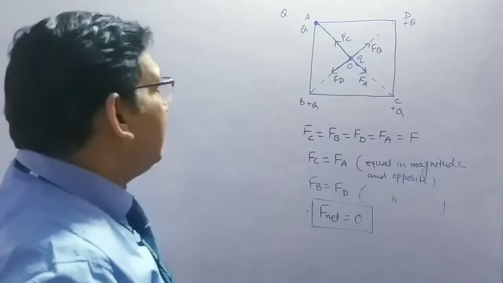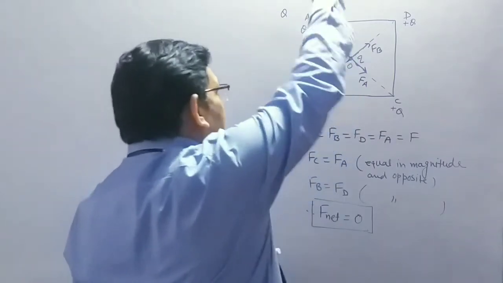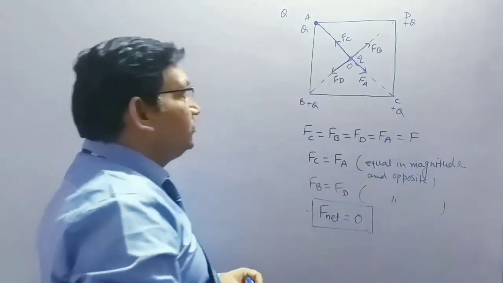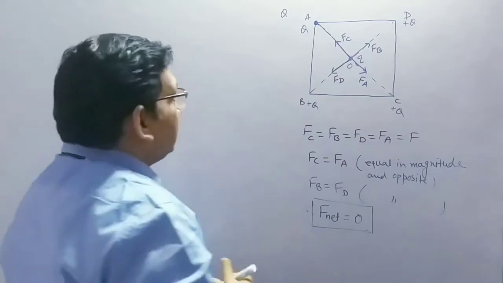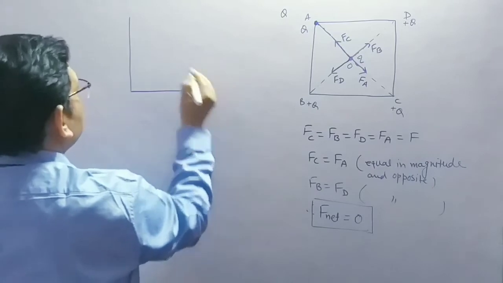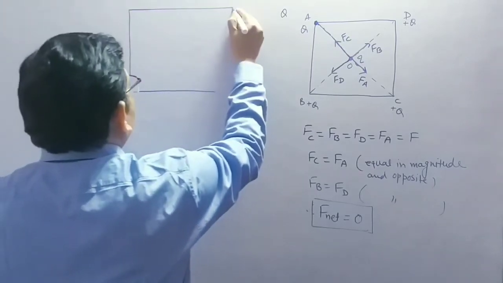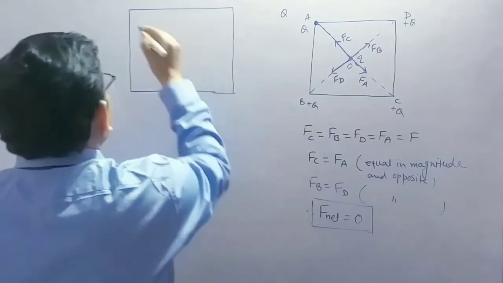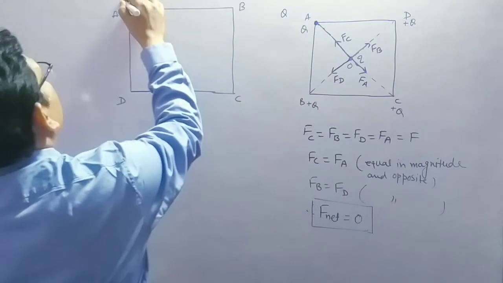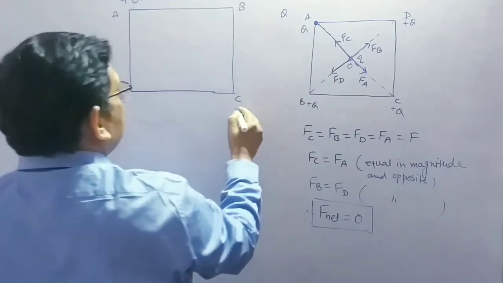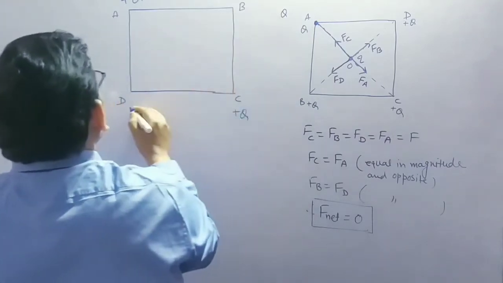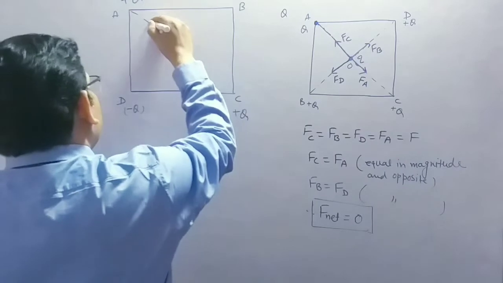Right? Now, if we change the charge at A and B, we change the sign of the charge, then see what will be the net force on Q. So the next question is: A, B, C, D. Take here plus Q. Also take here plus Q. Diagonally we are changing the sign. Minus Q, minus Q. And again find the net force.